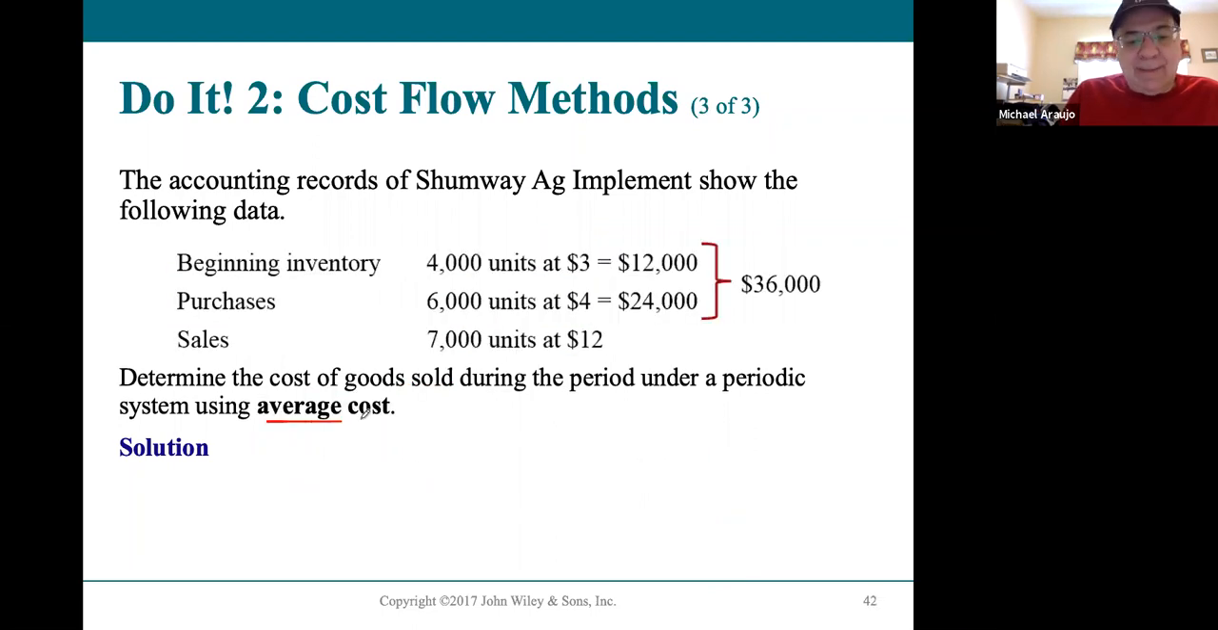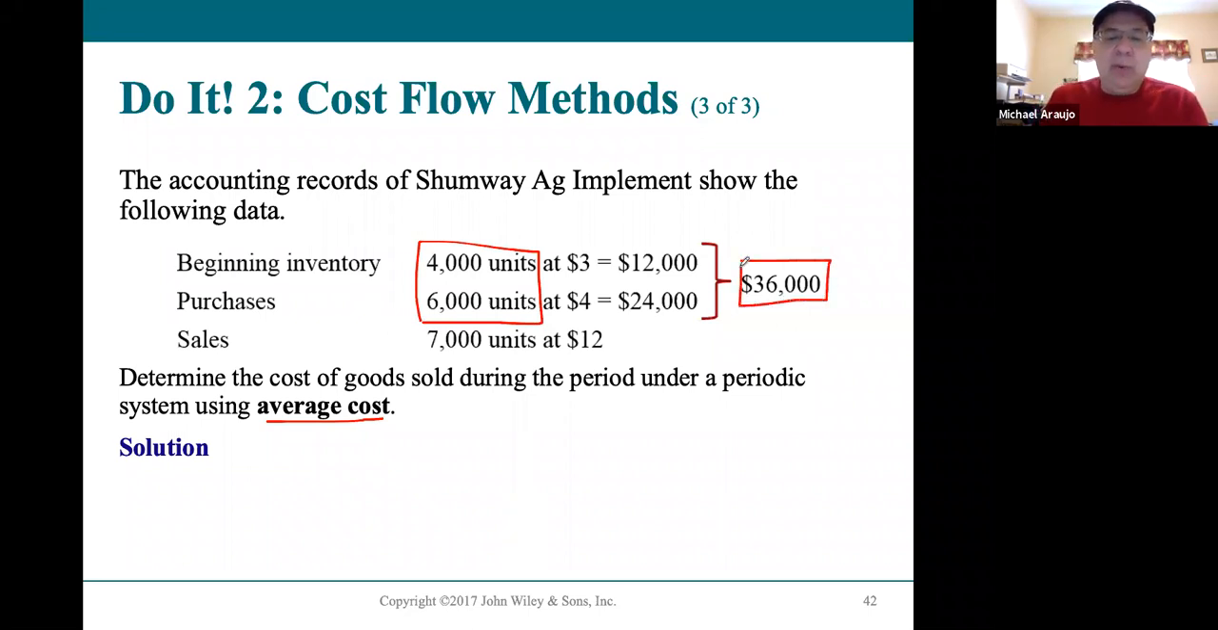And of course, the last method is average cost, okay? Average cost means we need to know how many units we bought and how much total money we spent on those units. And so this tells you that you spent $36,000 to buy 10,000 total units.